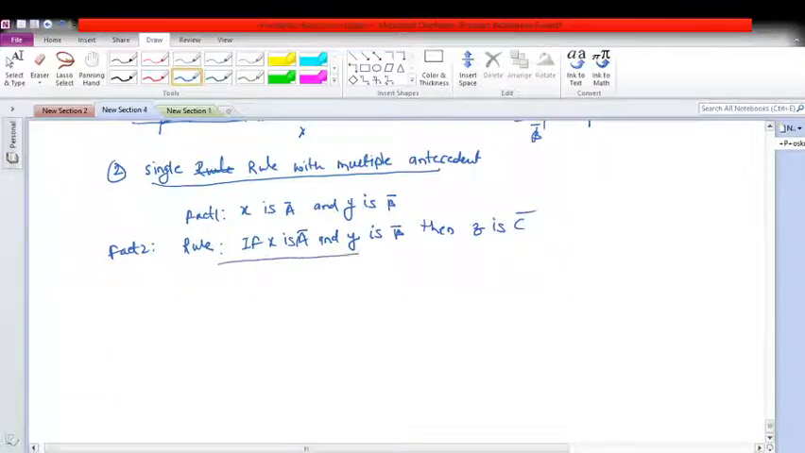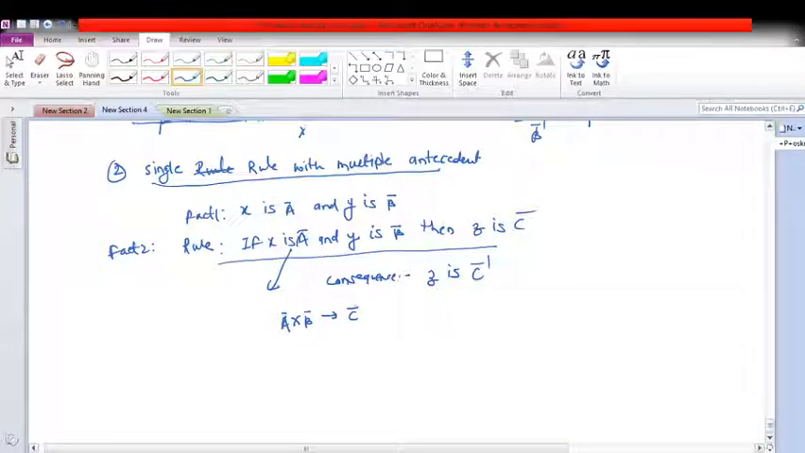Now if there is a change, so if x is A bar dash and y is B bar dash, then what will be the consequence? The consequence will be z is C bar dash. So what is the rule here? The rule says that A bar and B bar then implies C bar. So how can I form A bar coupled with B bar? This gives me C bar. So let us expand it. For that, what will be the relation?